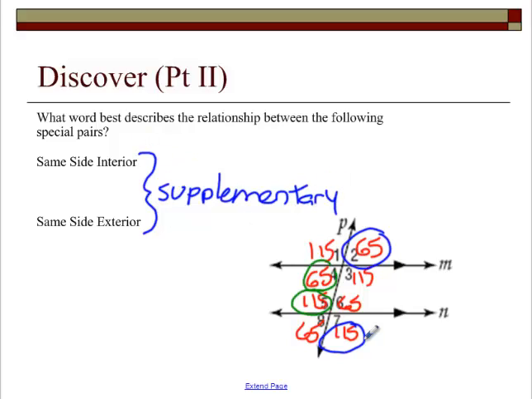Hopefully you were thinking of supplementary. 65 and 115 add up to 180. Same side angles are supplementary.